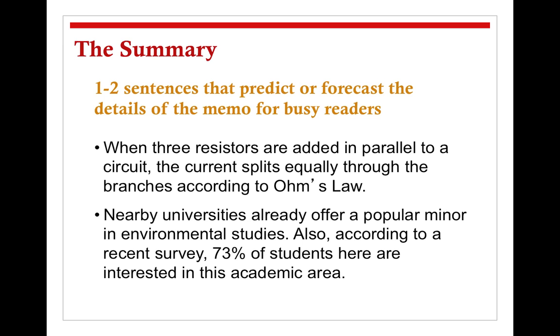For example, here's what we learned in the DC Circuits lab. When we add 3 resistors in parallel, you get an equal split of current according to Ohm's law. With our environmental studies minor, my summary might be nearby universities already offer this minor. Hint, hint, there's some competition. And we've done a survey, 73% of students are interested in such a minor. Now, do not go and make up survey results. This is dishonest, it is unethical, but it is the sort of information you could include in a summary statement.